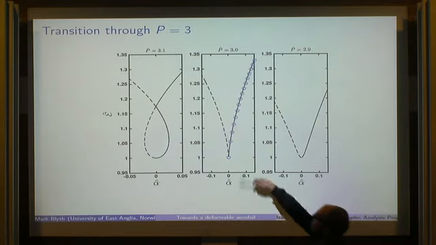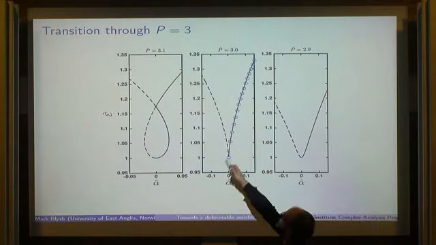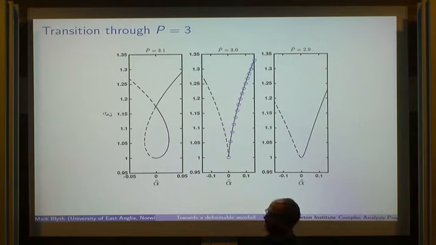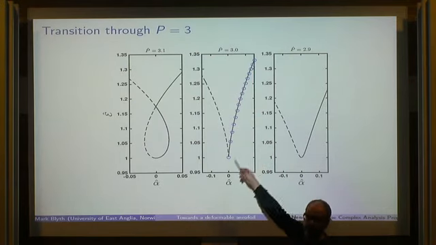And the vertical axis is just some measure of the solution. In fact, it's the integral of the curvature squared around the boundary, like a measure of the bending energy. When p is just above 3, that's this one, that's the solution structure. As p gets closer and closer to 3, this loop shrinks down to a point, and we get a cusp exactly at p equals 3.